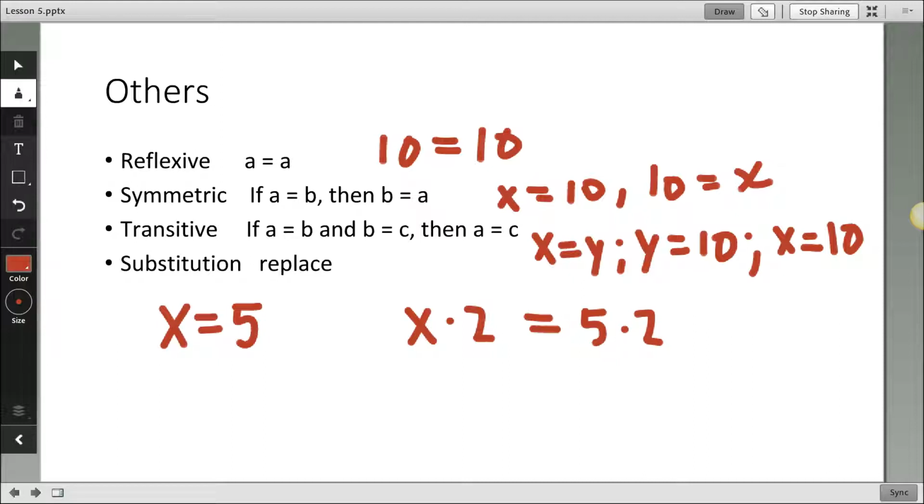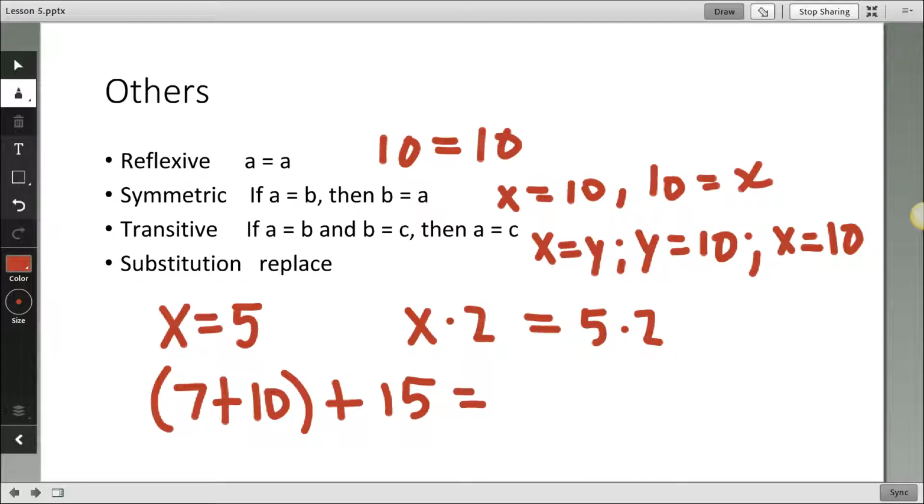But it also looks like this. Let's say we had 7 plus 10 plus 15. Well, what is 7 plus 10? 7 plus 10 is 17. So I can replace 7 plus 10 with 17. That is the substitution property. So it's none of the other properties, it's substitution. If I replace something with something completely not that, it's substitution.